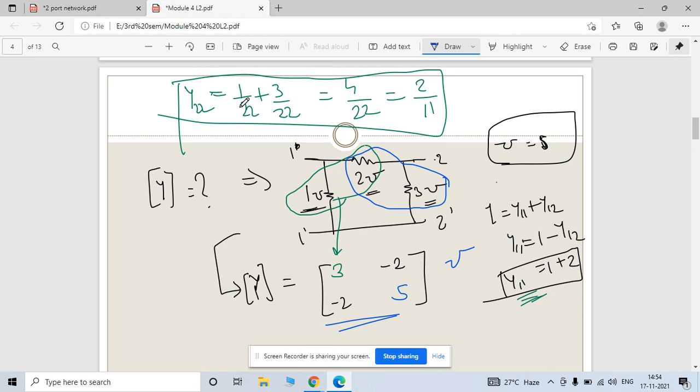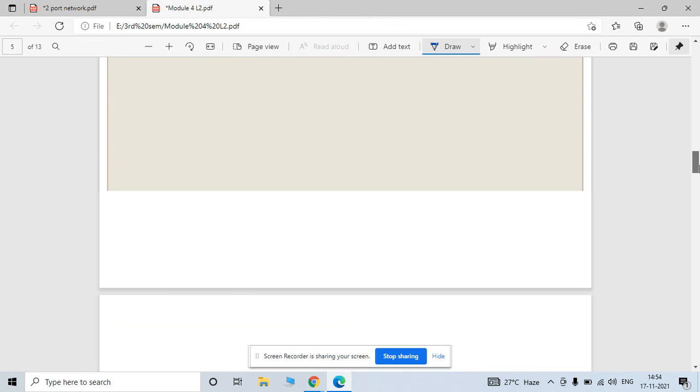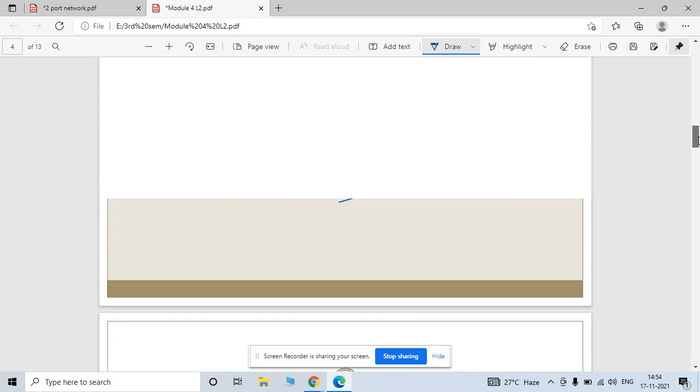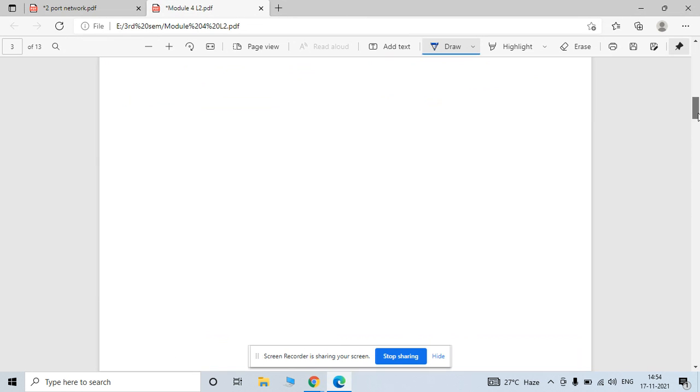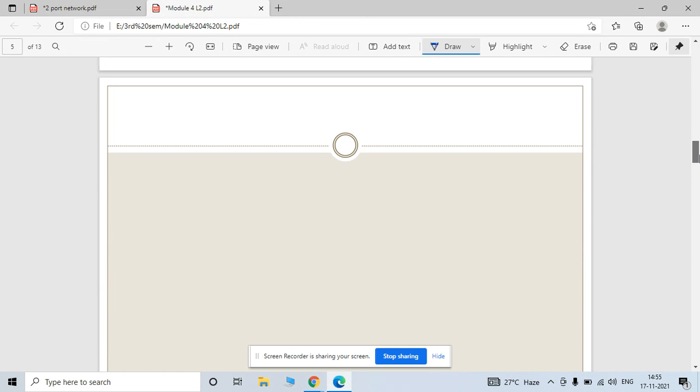Okay, we are going to solve this circuit, our last homework question. Only 5 minutes are remaining. I hope you solved that question. And for the impedance parameter, tell me what answer you got.